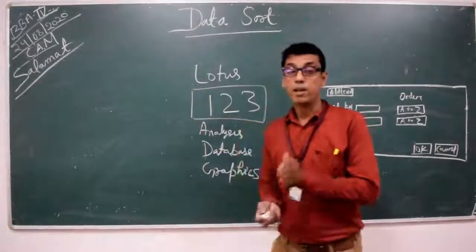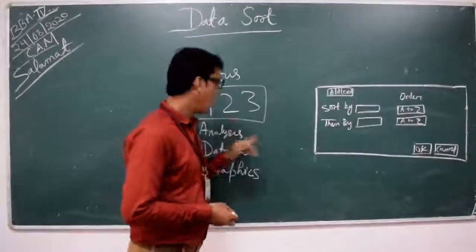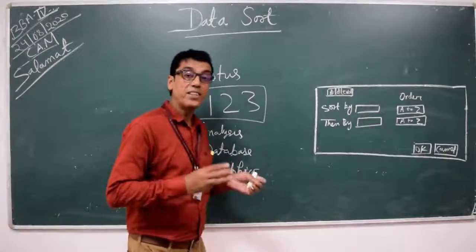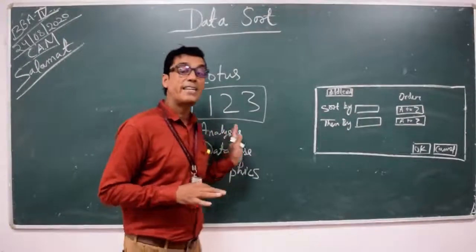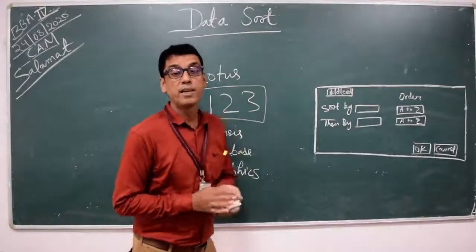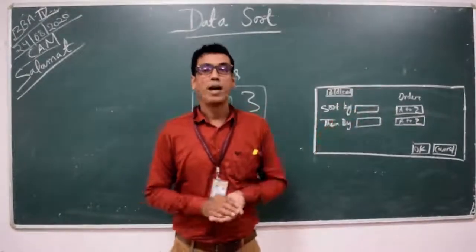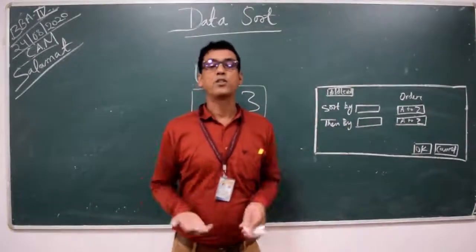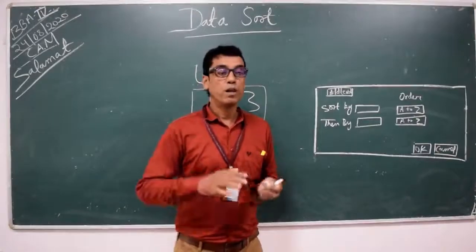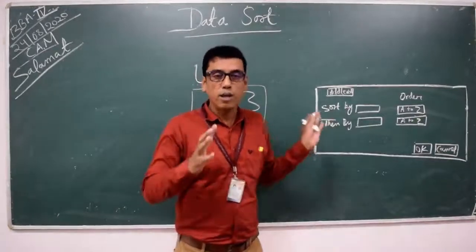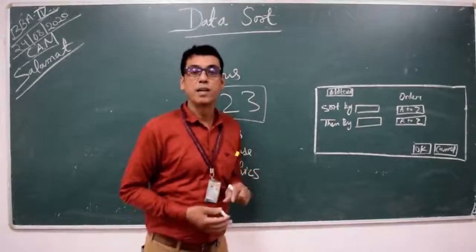Lotus 123 was serving 3 purposes to the managers and executives. The first one, analytical work, means taking the data extracted from the database of the company and applying formulas and functions to come to a conclusion, to know the actual situation of the business.